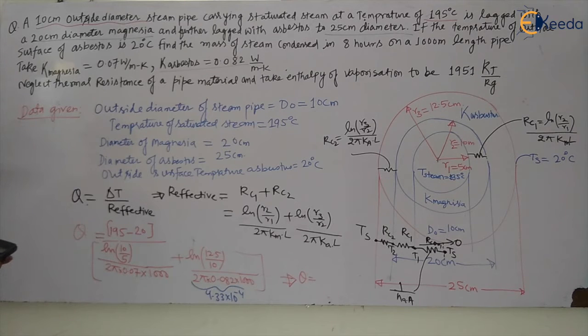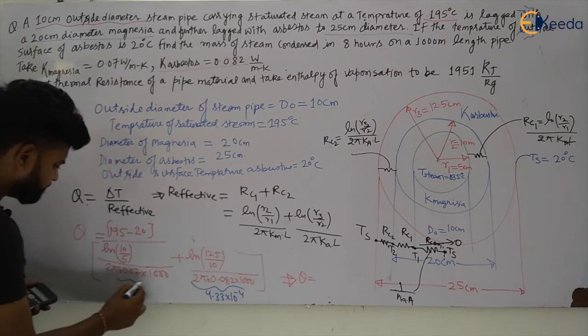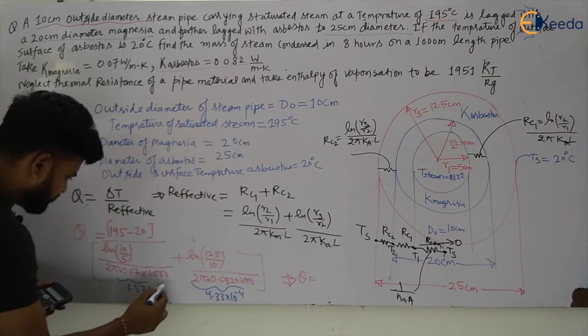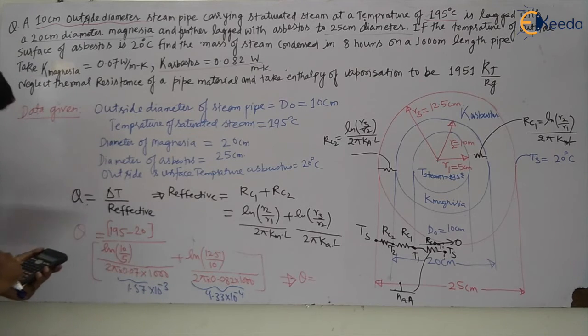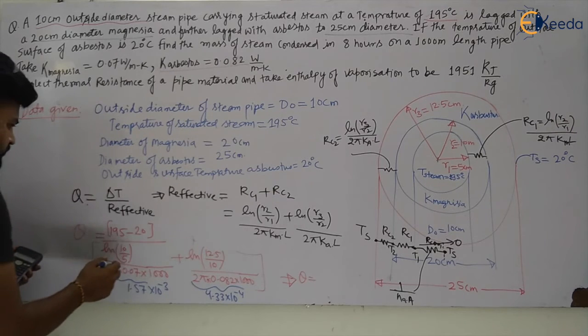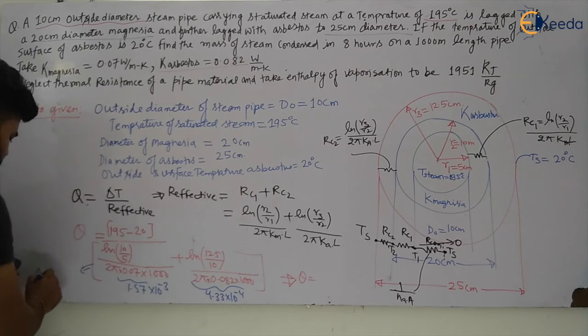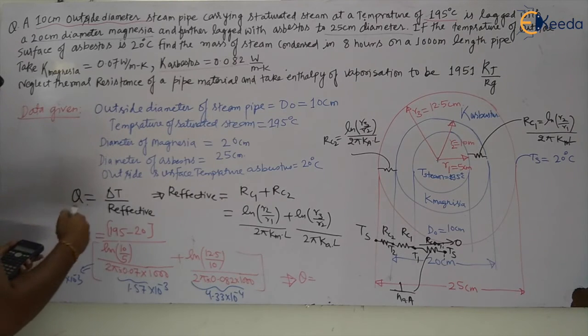So this value will become 1.57 into 10 to the power minus 3. So adding both values, that is 4.33 into 10 to the power minus 4 plus this, this total value, that is R effective, will be 2 into 10 to the power minus 3. Okay, minus 3.